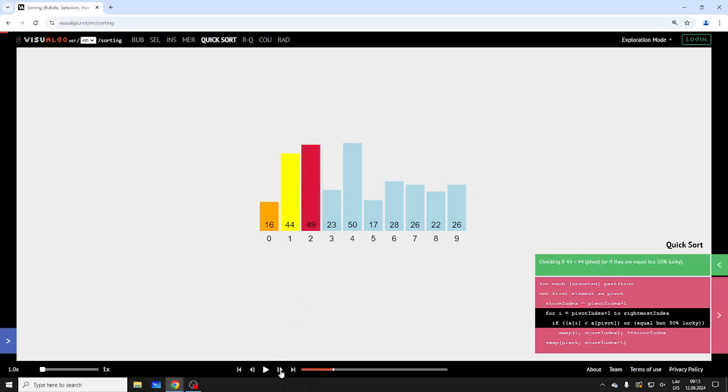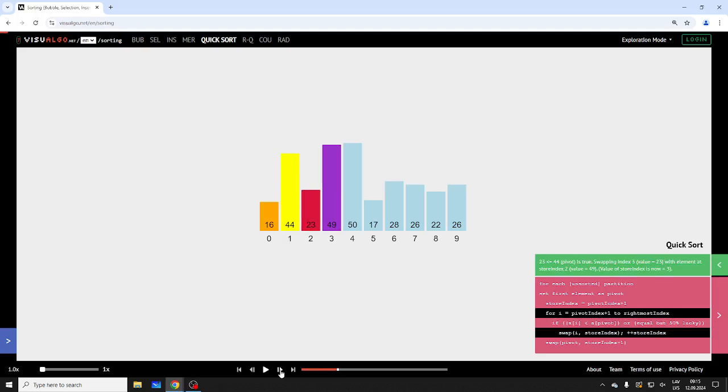So 44, 49 is bigger, okay. 23 is smaller. Notice we did a swap, right? So we're going to be swapping these. 29, 50, do we do anything? No, we do nothing, right? 17, what are we going to do? We're going to swap probably these two, I think, in this particular option, right? Yep. Okay? Again, we don't care about the order here.